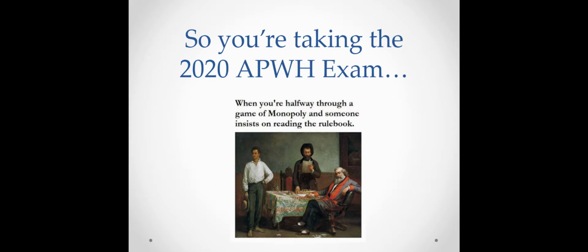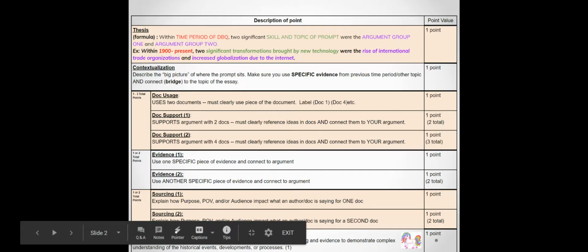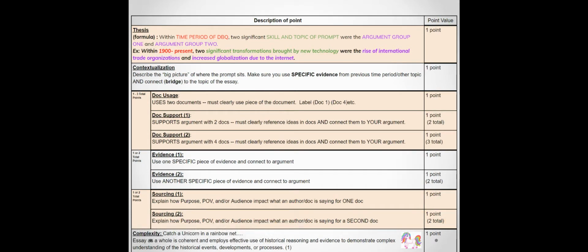All right. So you're taking the 2020 AP World History exam. This podcast focuses on the DBQ, the changes, what stayed the same, an exemplar, and then breaking it down a little bit. We'll also be discussing what exactly we're looking for in a good essay according to the College Board rubrics. All right. This is the new rubric released today.